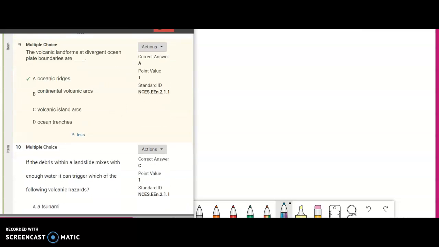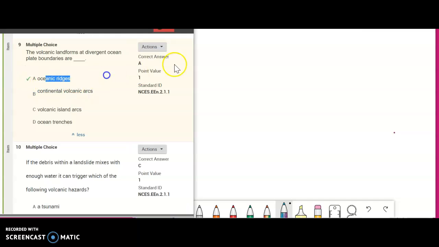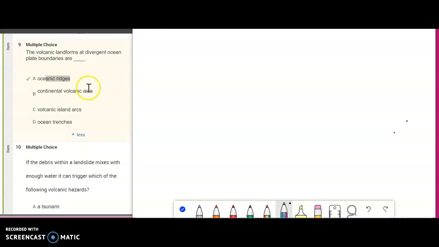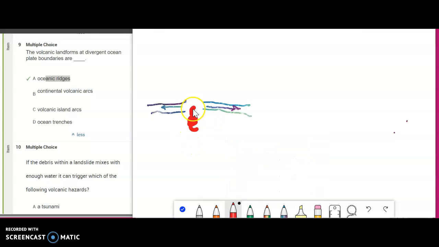Almost done. Number 9. The volcanic landforms at divergent ocean boundaries are. This one gets a little bit tricky. So let's drop anchor and talk about this one for a second. So if you've got your oceanic crust, just like this. Okay? And this part is going in this direction. This is divergent. This part's going in this direction. This part's going in this direction. When they pull apart, you get this opening right here, and in the opening comes lava. So lava comes up. And when it comes up, it makes a ridge, just like that.